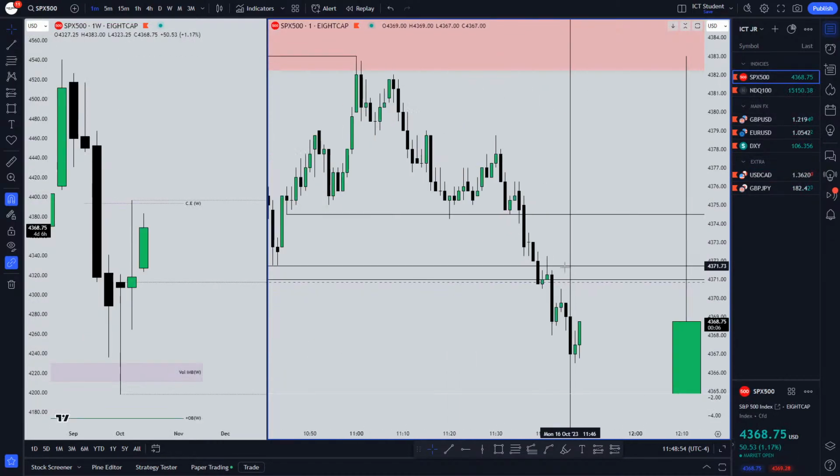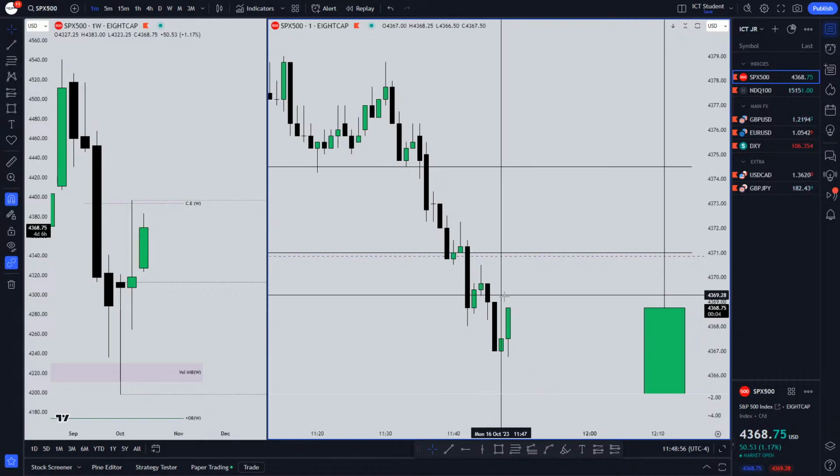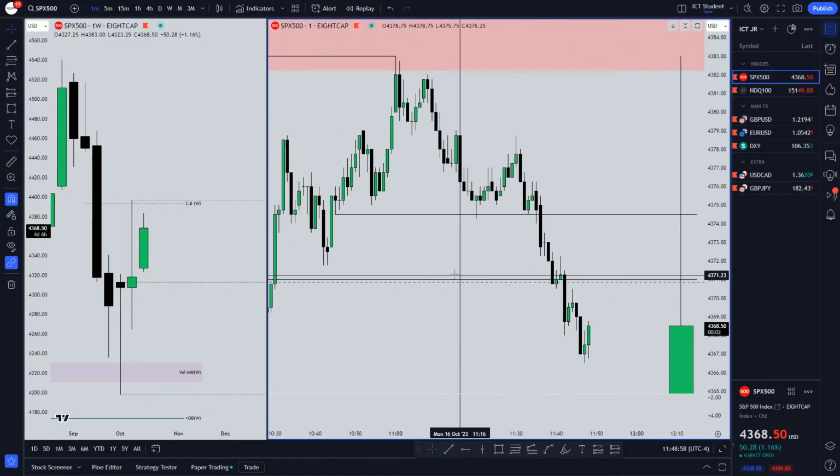Same thing with SPX. Right now, we're just dropping with fast-paced movement. This would have been a good trade idea. Would have been.